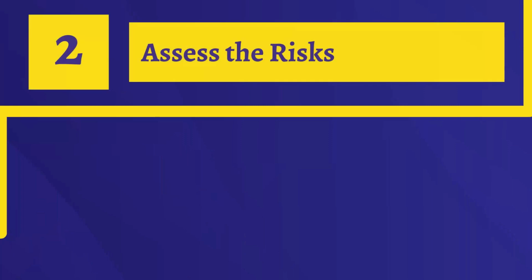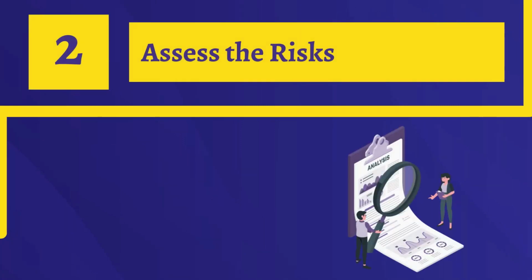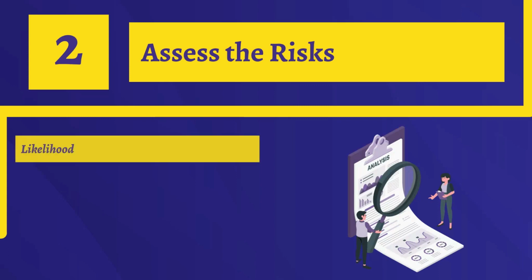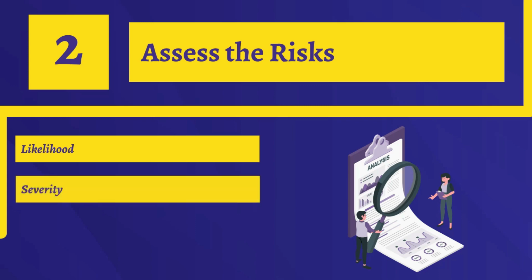Assess the risk. Likelihood for each identified hazard: determine the likelihood of an accident or injury occurring. Consider factors such as frequency of exposure, task complexity, and employee experience. Severity. Assess the potential severity of the consequences if an accident or injury were to occur. Consider factors such as potential for fatalities, permanent disabilities, or long-term health effects.